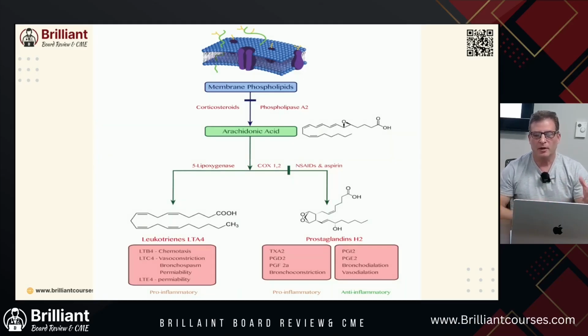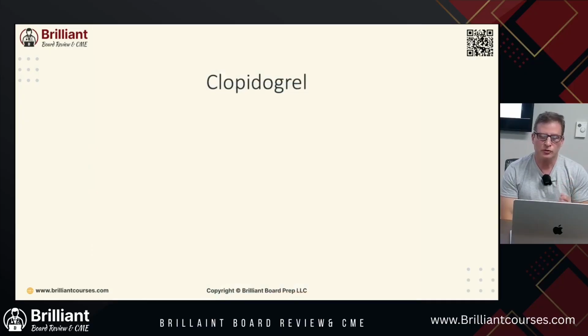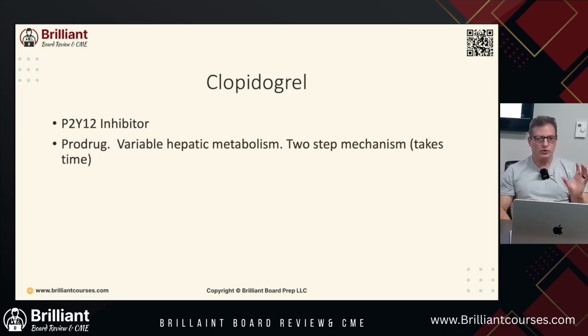Now let's talk about clopidogrel. It's a P2Y platelet inhibitor, okay? Same thing, what it does is stops the platelets from aggregating. Now it's a prodrug. Now this can be important, is it's a prodrug, so it gets broken down in our liver, and it takes 2 steps, so it takes time for it to work.